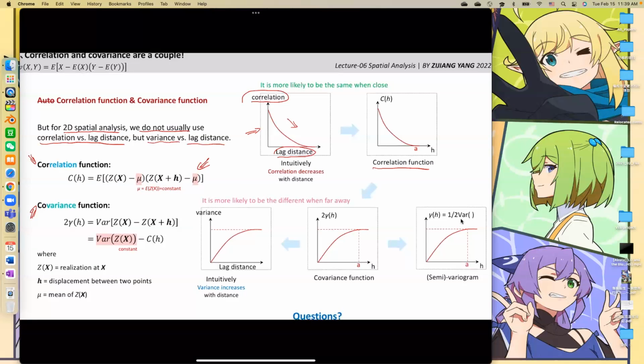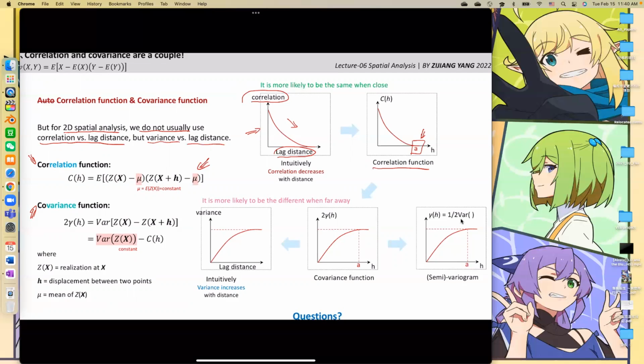And we can have the number A. The number A represents the situation that when you are far away from me, which is larger than number A, then we are totally uncorrelated. Then I have no influence on you. So we know that the correlation decreases with distance.